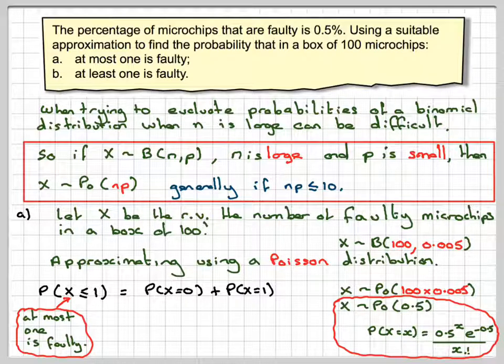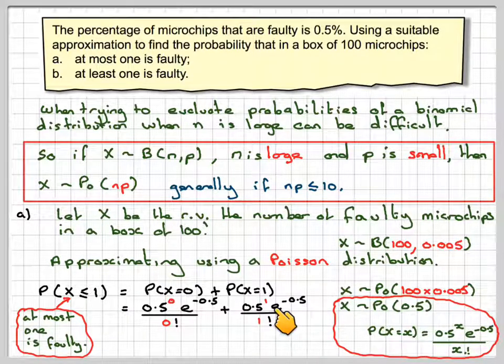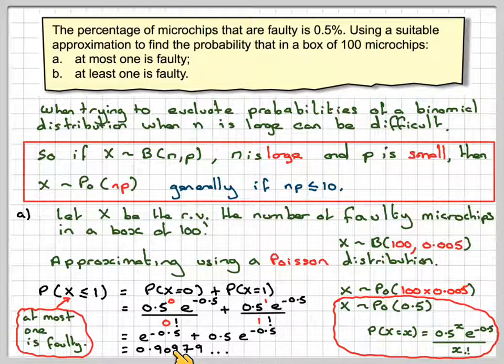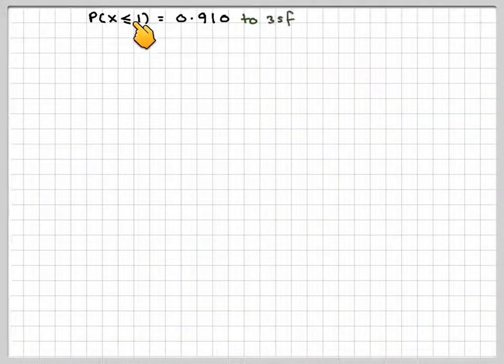We're not going to use tables, we're going to calculate it using the formula. So that's going to be 0.5 to the 0, e to the minus 0.5 over 0 factorial, plus 0.5 to the 1, e to the minus 0.5 divided by 1 factorial, which gives me e to the minus 0.5 plus 0.5 e to the minus 0.5, which gives me 0.90979 using my calculator. The probability that X is less than or equal to 1 will be equal to 0.910, correct to 3 significant figures.